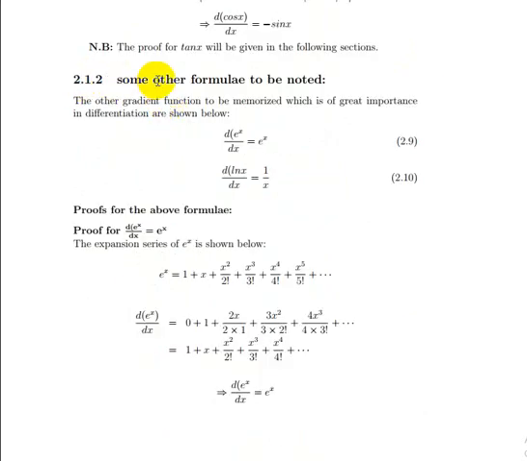Now let's see the next section, some other formulae to be noted. Some other formulae to be noted are the exponential functions. So you need to cram that, to memorize that the differentiation of e of x is equal to e of x. So that should be memorized. And also the differentiation of ln x is equal to 1 over x. These are two formulae that also need to be memorized.